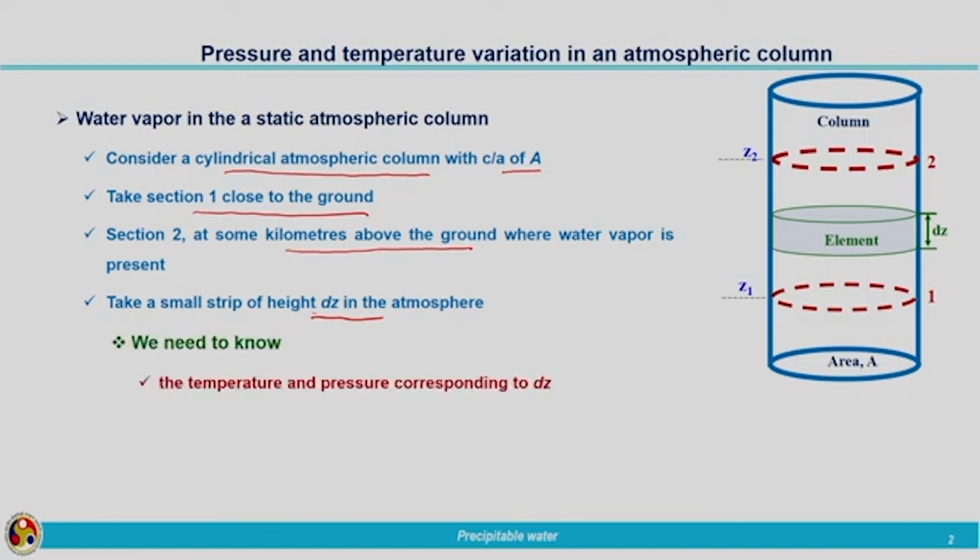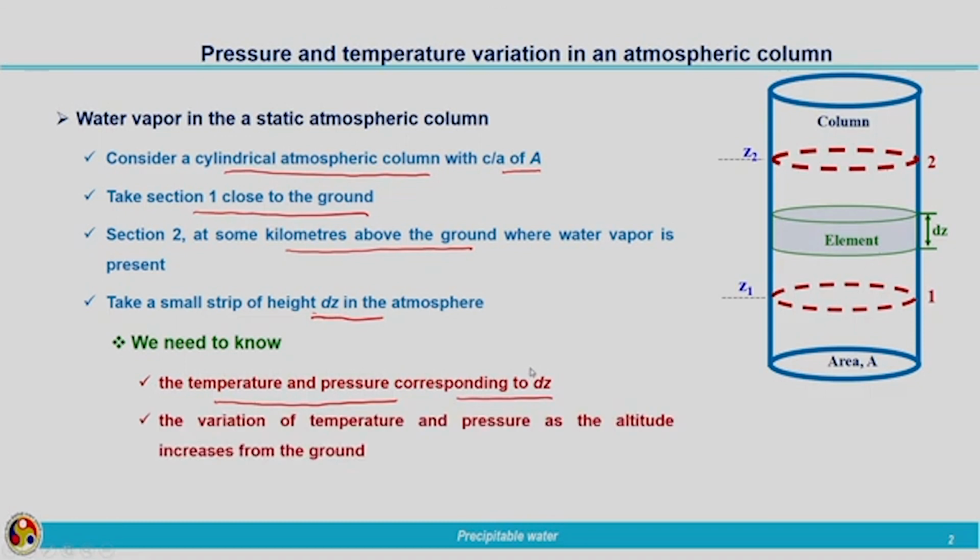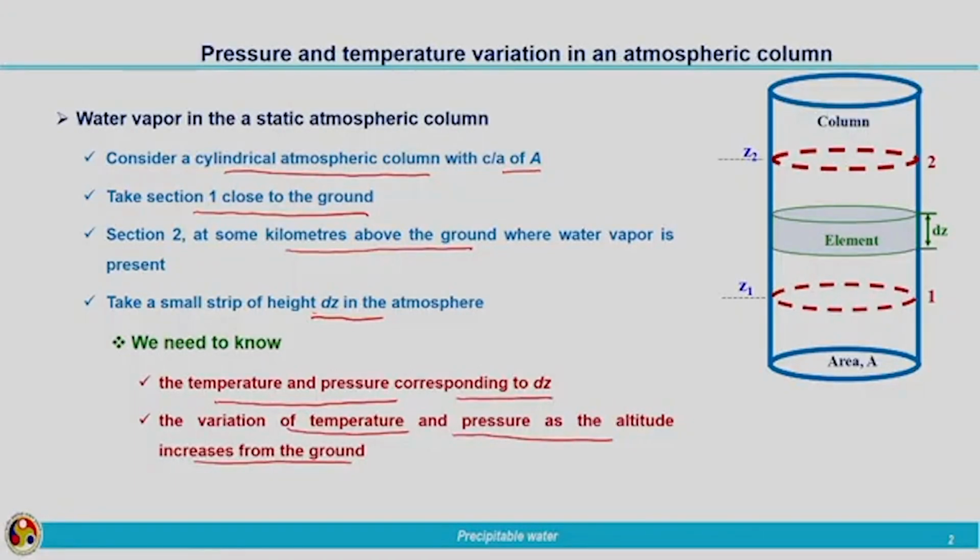Now, we need to know how much is the temperature and pressure corresponding to this dz. That is the variation of temperature and pressure as the altitude increases from the ground. dz, you can see, is at a higher elevation than section 1, that is, above the ground level. So, what we need to understand is the variation of temperature and pressure as we move up in the atmosphere. That is our main objective of this particular section.